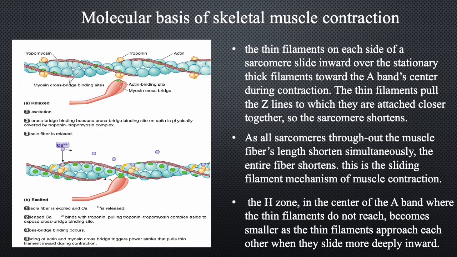head tilts 45 degrees inward, bending at the neck hinge point, creating a shocking motion that pulls the thin filament toward the center of the sarcomere. This action is known as the power stroke of a cross bridge. A single power stroke pulls the thin filament onward only a small percentage of the total shortening distance.